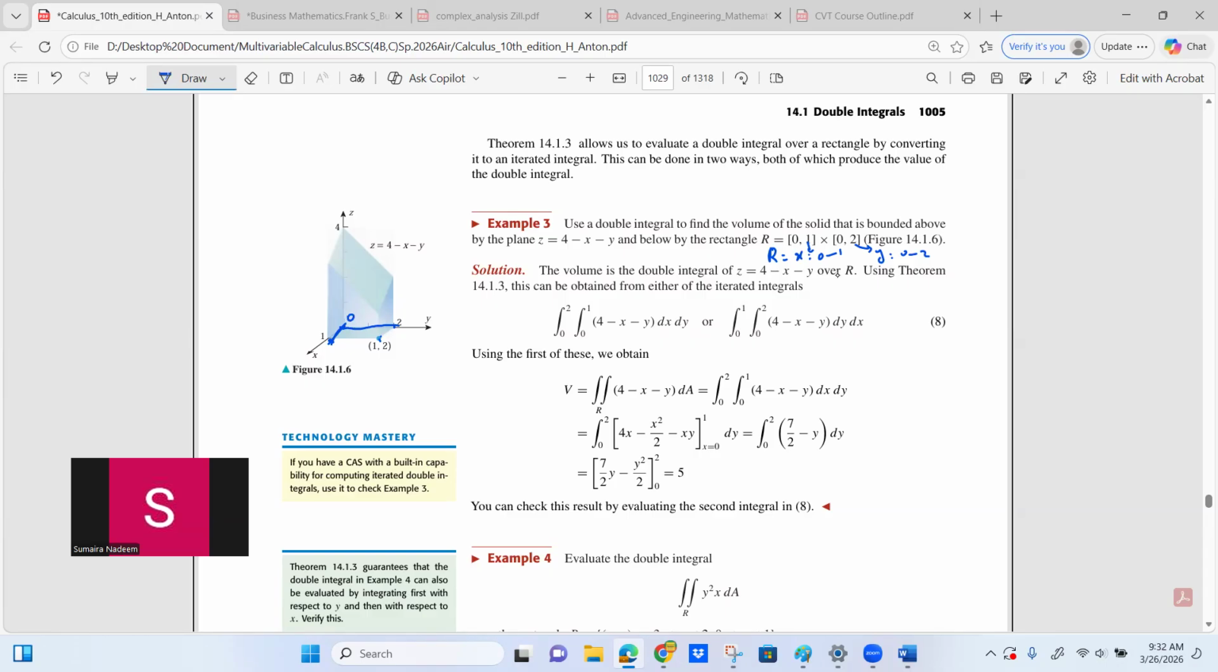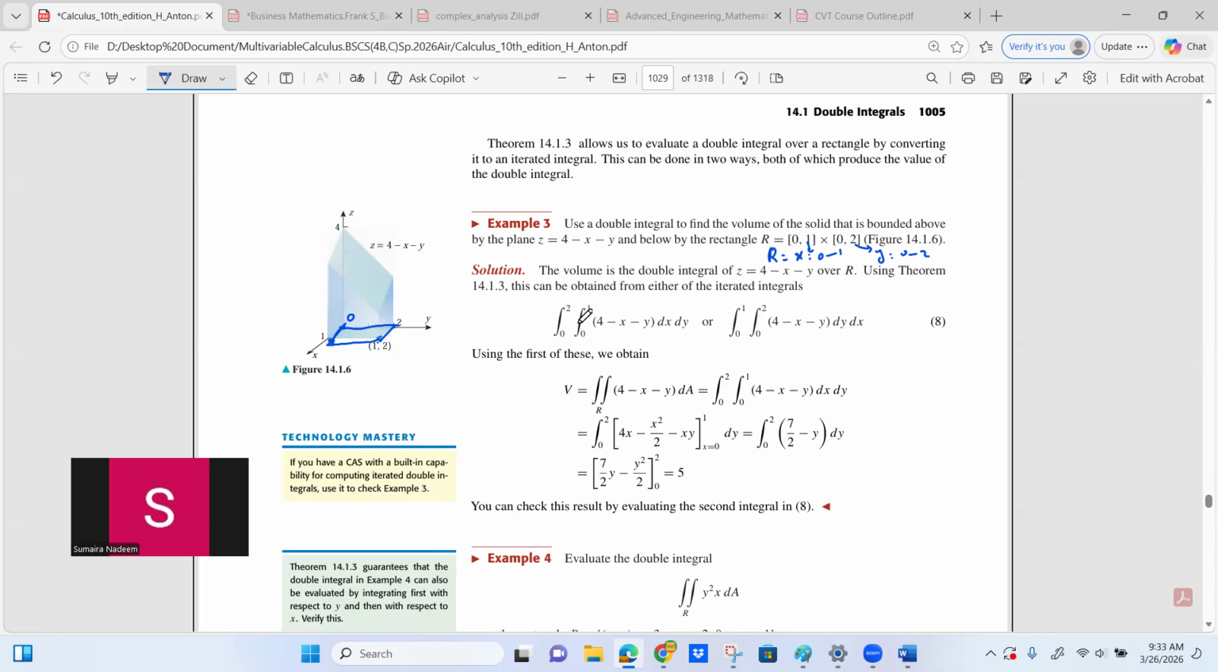This is the 0 to 1 x points, and these are the points of 0 to 2, and we make a rectangle. By joining the points 1 and 2, we find one rectangle form. The volume is the double integral of z equal to 4 minus x minus y. Basically this is the volume of the plane z equal to 4 minus x minus y over region R, using the theorem.